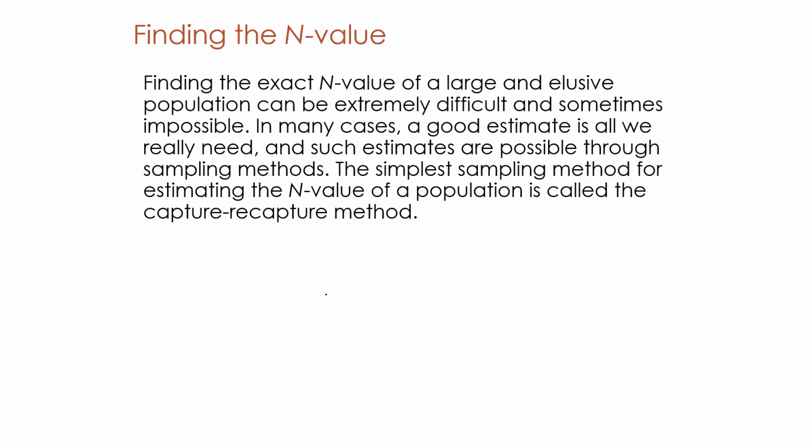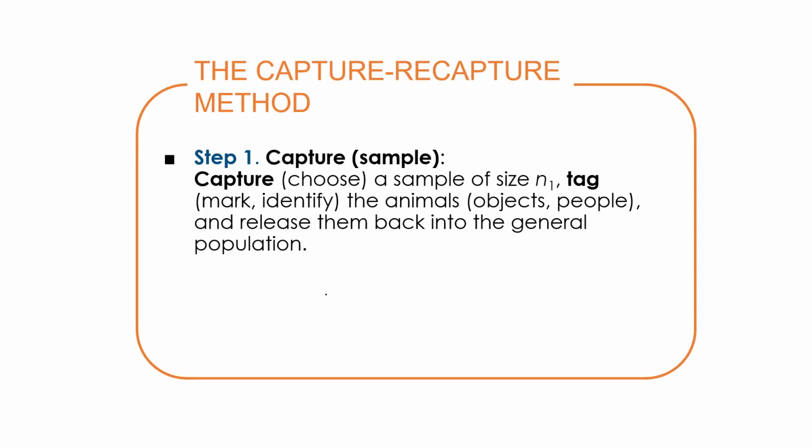Finding the exact n value of a large and elusive population can be extremely difficult and sometimes impossible. In many cases, a good estimate is all we really need, and such estimates are possible through sampling methods. The simplest sampling method for estimating the n value of a population is called the capture-recapture method. So let's go through how we go about using the capture-recapture method.